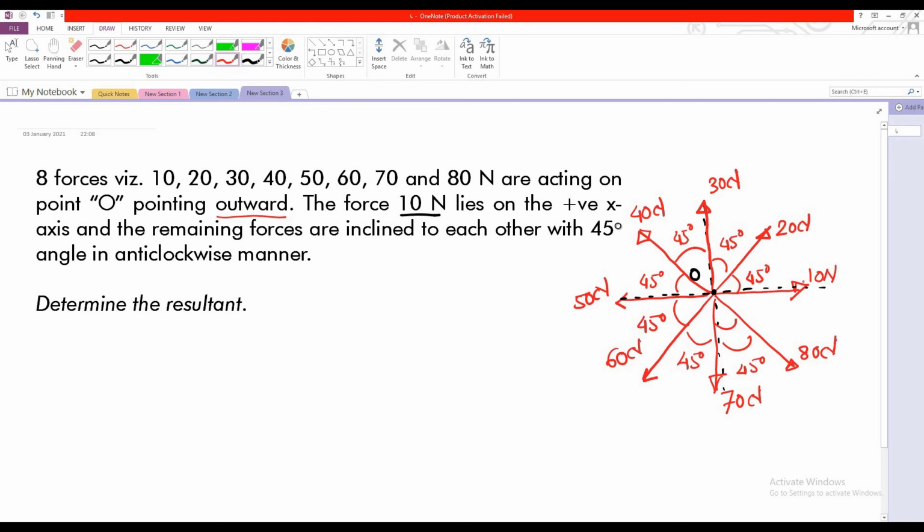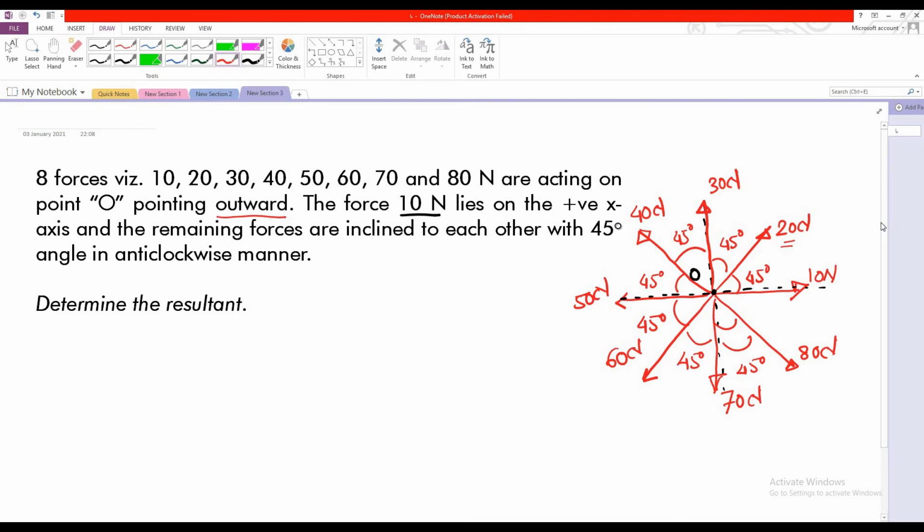Means from 10 Newton, if we go anti-clockwise and if we try to put this 20 Newton force in the manner specified in the problem statement, then this 20 Newton force must be making an angle of 45 degree with 10 Newton. Then comes the 30 Newton force. It will be making an angle of 45 degree with 20 Newton. Okay. Therefore, our diagram is now complete.